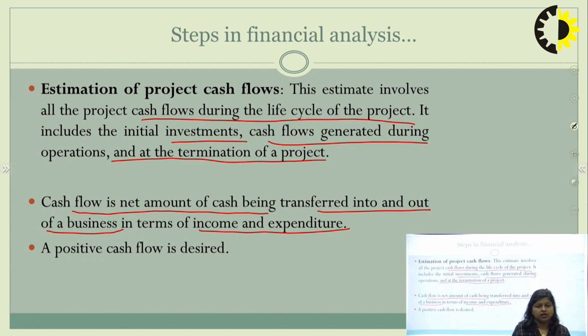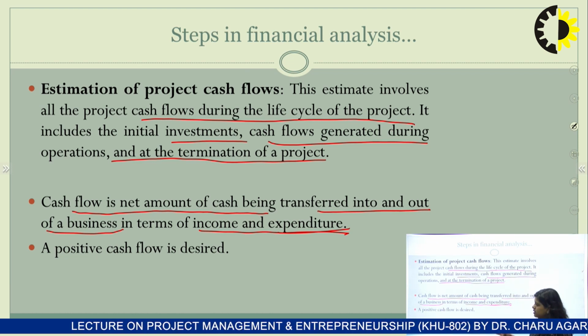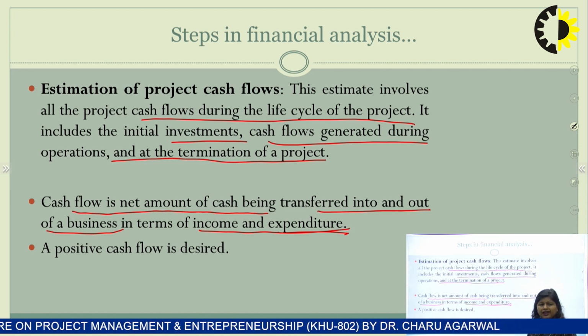What expenses are we making, what bills are we paying: raw material, acquisition of land, construction of the building, purchasing of machinery, paying taxes to the government, maintenance. All these come under expenditure. Income is what we get when we have a finished product and sell it to the customers; the money generated from that comes under income. So the net amount, income minus expenditure, is the cash flow.